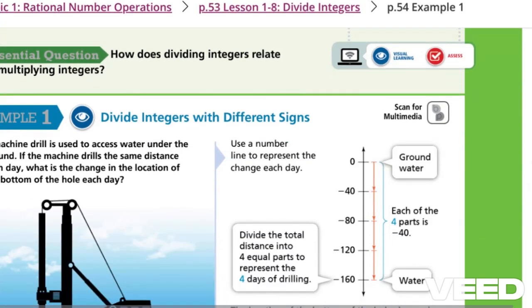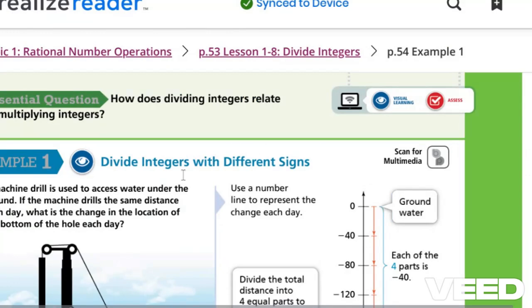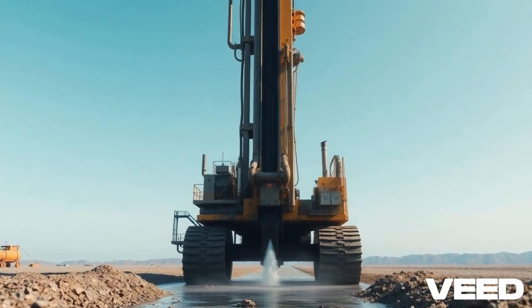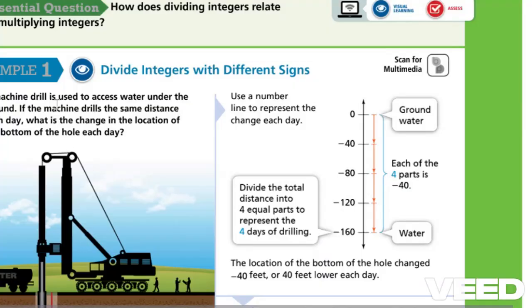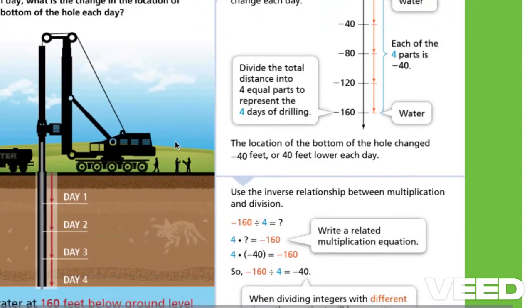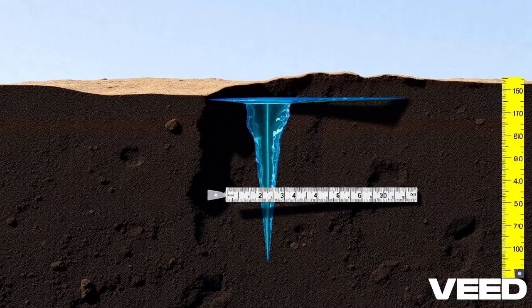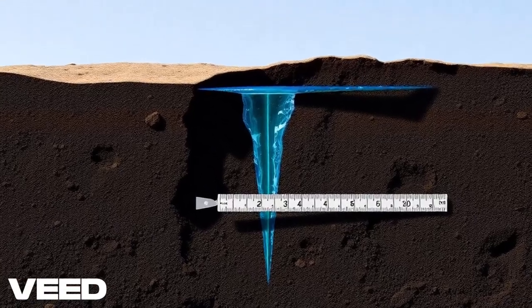Now let's see here, example 1. Divide integers with different signs. A machine drill is used to access water under the ground. If the machine drills the same distance each day, what is the change in the location of the bottom of the hole each day? And we see that in this picture, the water is 160 feet below ground level.